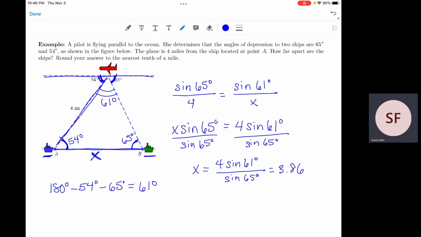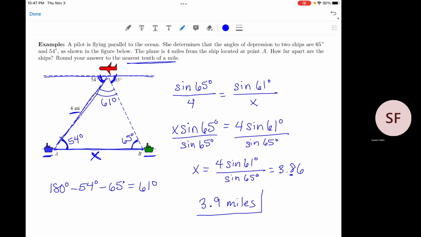And we're going to have to put units on that. Our distance here is in miles. So this is going to be in miles, and it says round your answer to the nearest tenth. So I'm going to round to this place right here because that number after it is bigger than a 5. I'm going to round it up. So my answer here is going to be 3.9 miles. That is the distance between the ships.